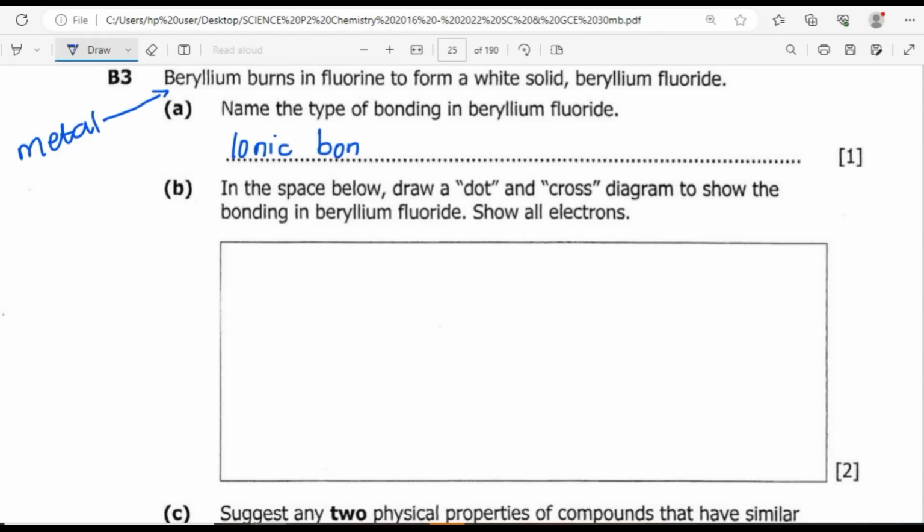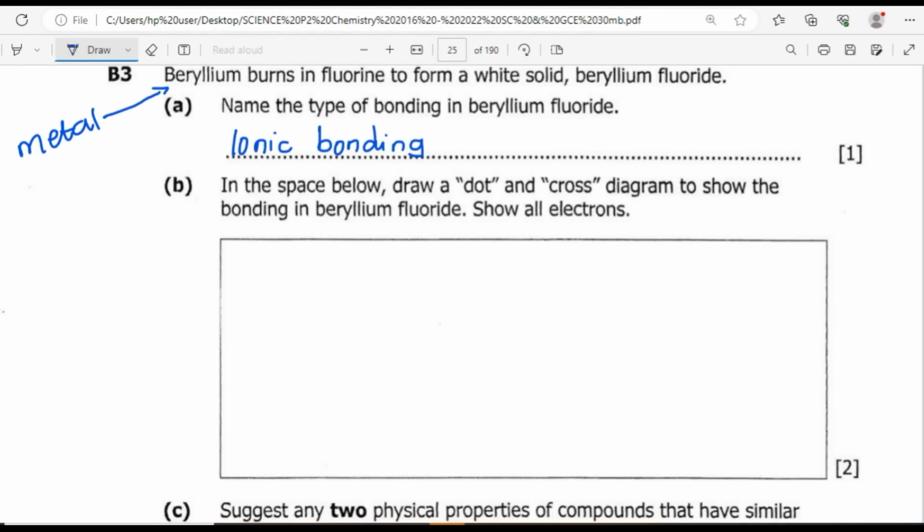So we have ionic bonding, and ionic bonding has to do with the transfer of electrons from a metal to a non-metal. Now let's look at the next part: in the space below, draw a dot and cross diagram to show the bonding in beryllium fluoride. Show all the electrons. So begin by first looking at beryllium. Beryllium is in group 2. It has the mass number of 9 and the atomic number of 4.